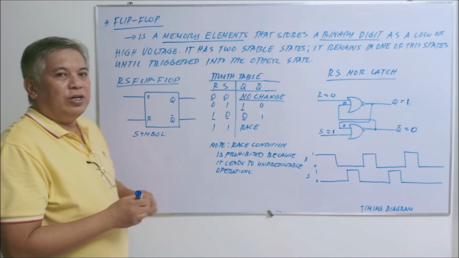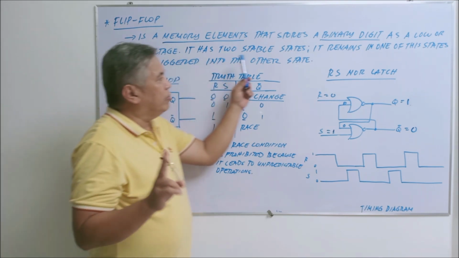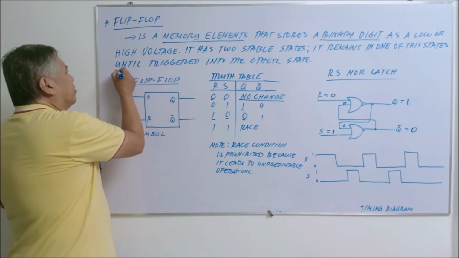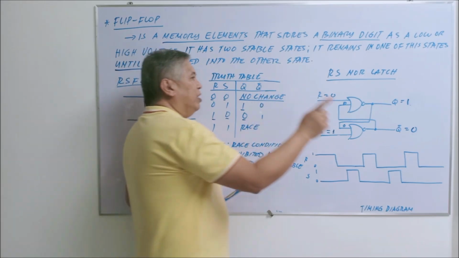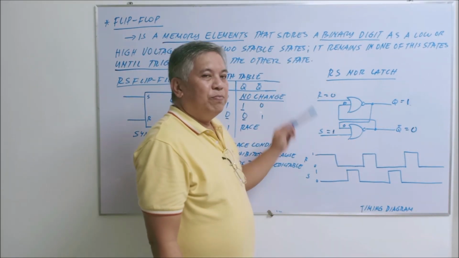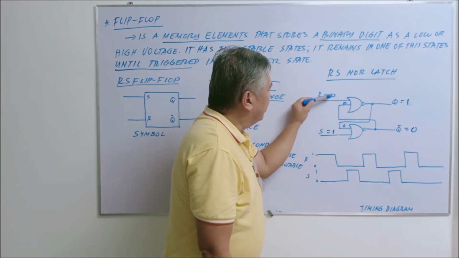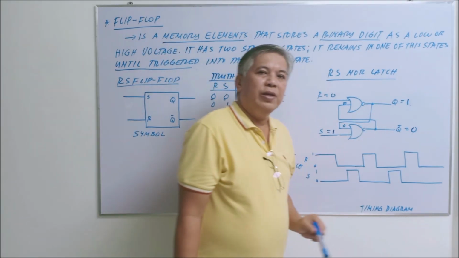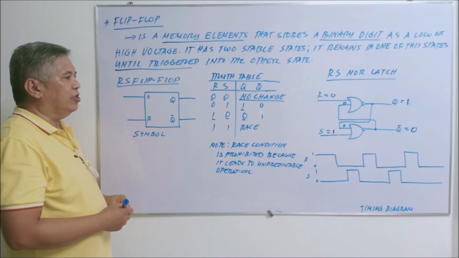That matches our definition. It has two stable states. It remains in one state until triggered into the other state. No? So from the previous value, which is equal to 0, it becomes 1. Why? Because of your inputs 0 and 1. This condition triggers your output to become 1. Okay? So that matches our definition.